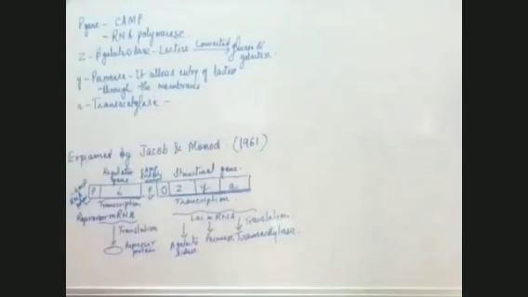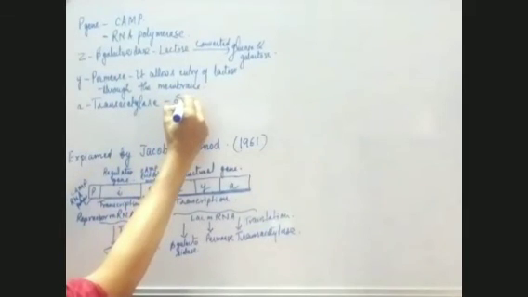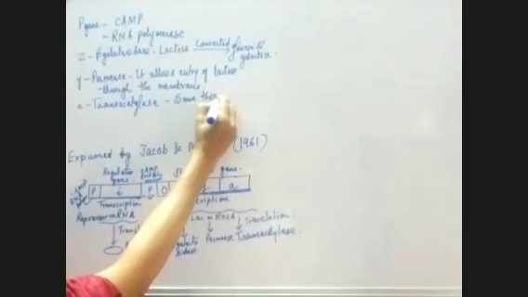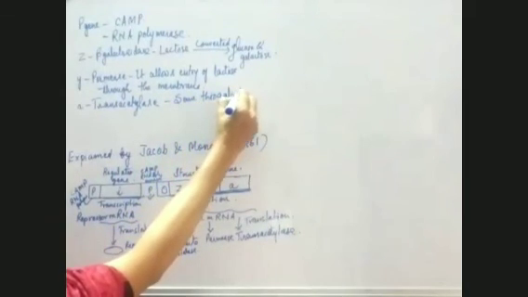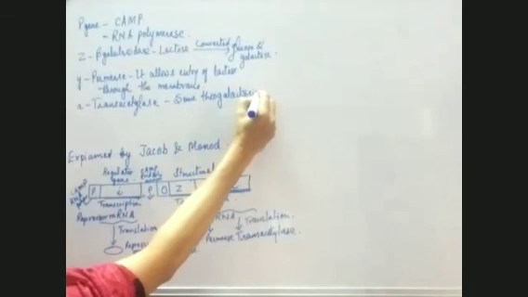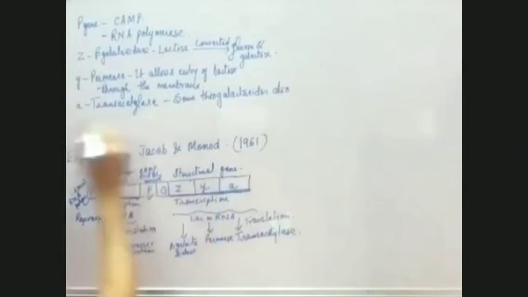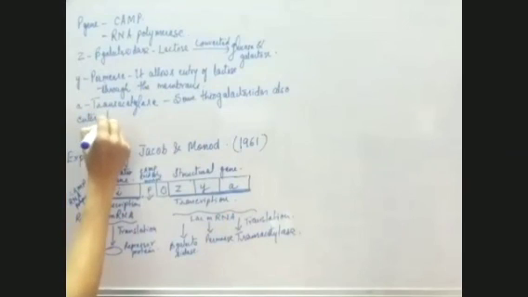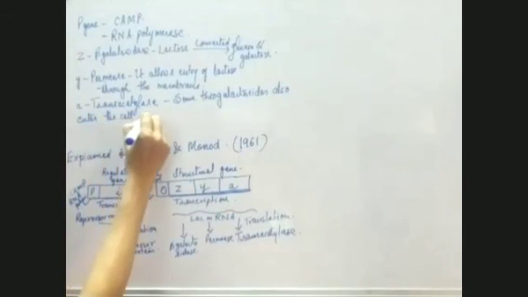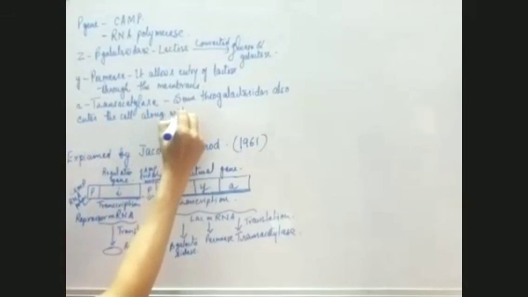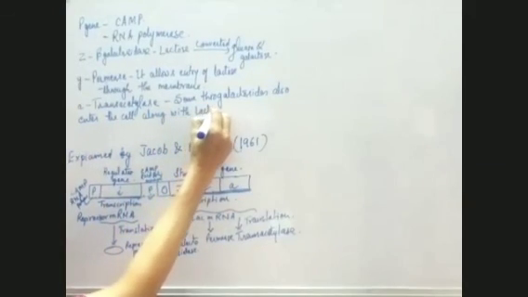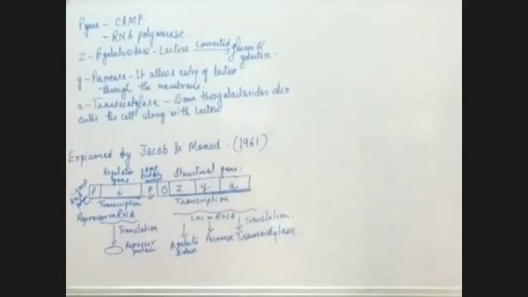Some thiogalactosides also enter the cell along with lactose. And these thiogalactosides are toxic, so their toxic effect has to be metabolized.